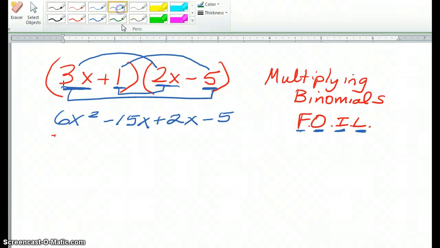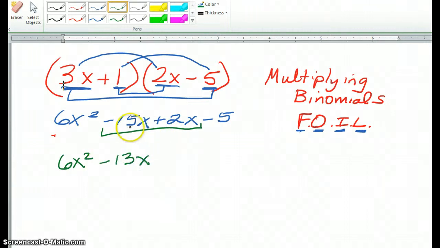Alright, and then I'm sure you learned about combining like terms. Well, these two terms right here are like terms because they both have x. So what I'm going to do is rewrite this. So we have 6x squared. And then when we combine these, hopefully you know that that's negative 13x, because you have negative 15 and positive 2, so you got to take basically 2 away from that. Hopefully you already know how to do that part, but if you don't, you can let me know and I can show you how to do that on a number line. And then minus 5.